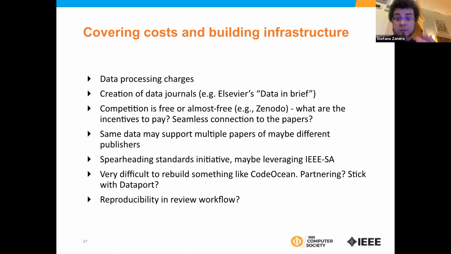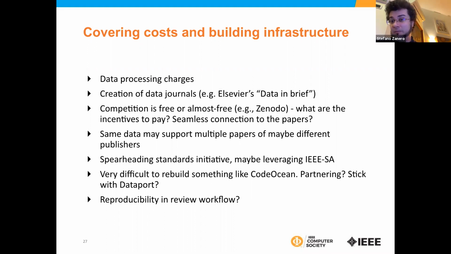There's also, as it has been pointed out, infrastructure that is free or almost free, and in some cases this is supported by institutions such as Zenodo, for instance. So if there is a free infrastructure, what are the possible incentives for an author to pay to do this? And in turn, what are the incentives for the IEEE to offer something at a cost where there is competition that is already free?